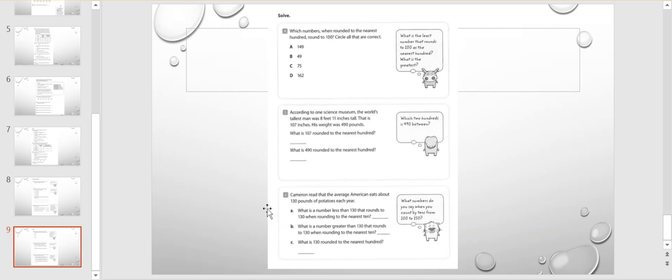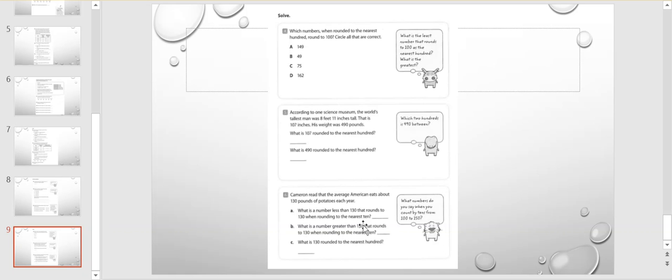Cameron read that the average American eats about 130 pounds of potatoes each year. That's a lot of potatoes. A. What is a number less than 130 that rounds to 130 when rounded to the nearest 10? Be careful here. They're asking you to round to the nearest 10. Now, there could be more than one option, but the number has to be less than 130, but it should round to 130 when you round to the nearest 10. Do some guessing and checking. Try something and see if you can find a number that when you round to the nearest 10, the answer is 130.